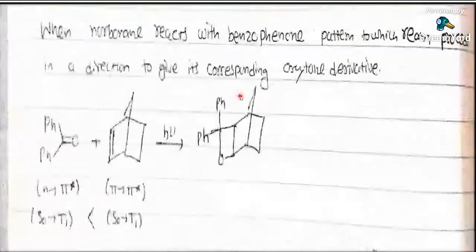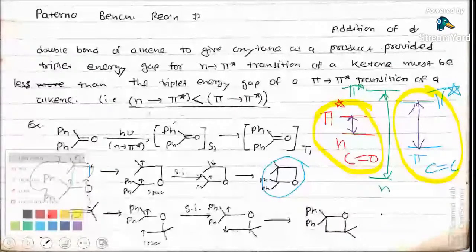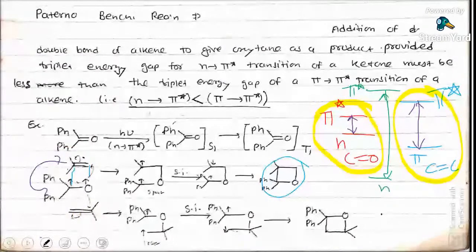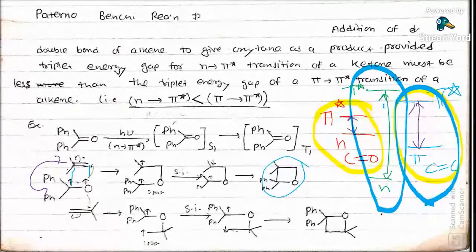So here, the n to pi star energy gap for that ketone is more than the pi to pi star energy gap for the alkene. As a result, this group, that is the C=O group, the CH3CO Ph group, will sensitize the norbornene group, as a result of which that will undergo the dimerization.